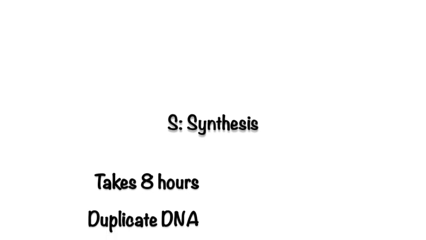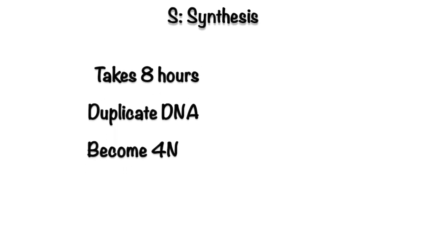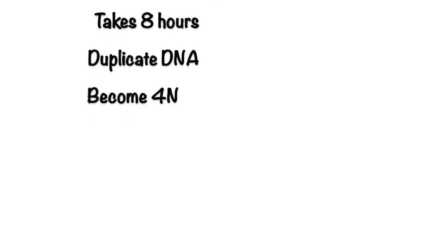The next step is synthesis, or S. It takes 8 hours and it duplicates the DNA. Condensed DNA will now form 4 pairs of chromosomes instead of just 2. We can observe in the image how the first cell has only 1 set of DNA and the second cell has 2 sets of DNA.